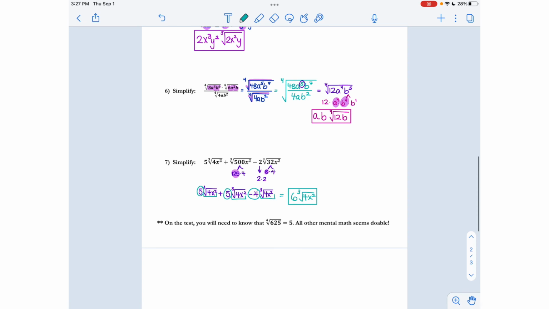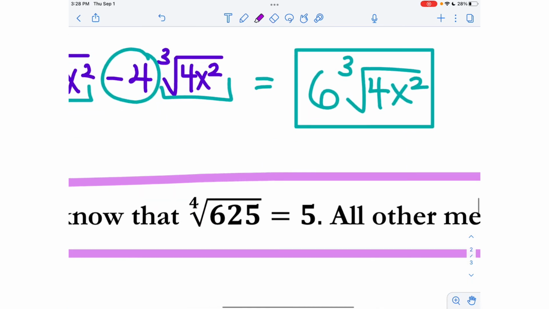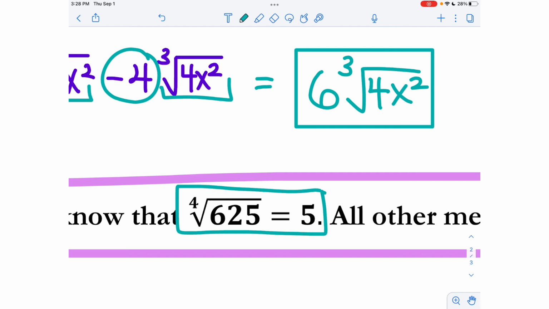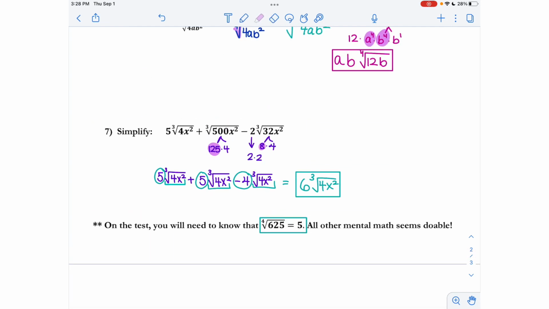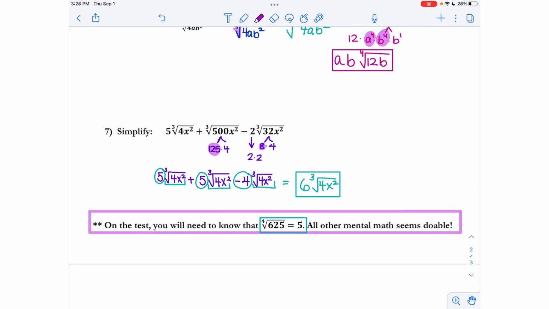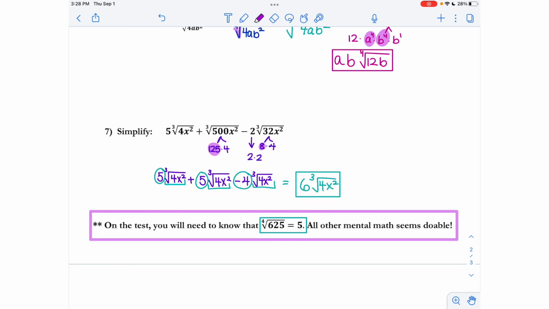So I hope you watched the video. There is one huge hint: all the mental math seems doable, except there is one problem that forces you to do the 4th root of 625. And I thought that was pretty tough. So I would memorize that the 4th root of 625 is 5. Okay, so again, my apologies. If I had been there, I would just give you that hint. But I'm not going to be there, so I'm telling you on this video.